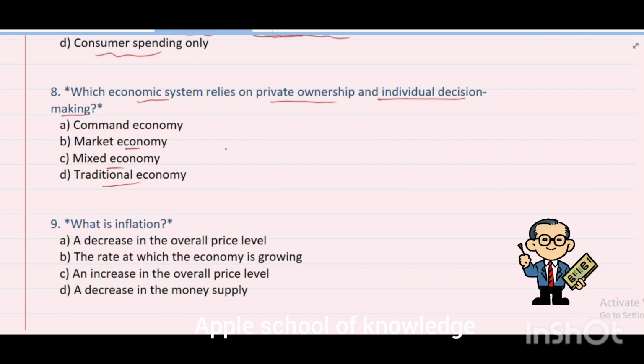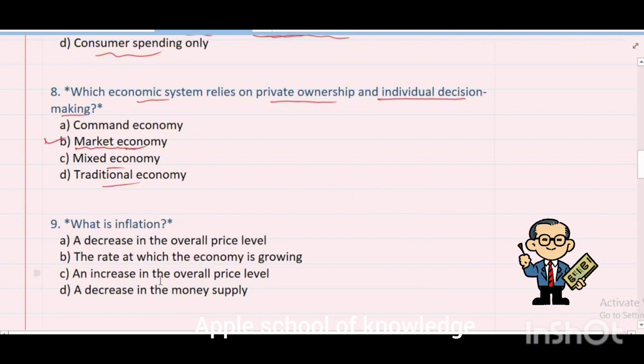If you remember, in a market economy, individuals and businesses make most economic decisions, and there's a significant emphasis on private ownership. So option B is the correct one. In the market economy, individuals and businesses make most of the economic decisions, and there's a significant emphasis on private ownership.